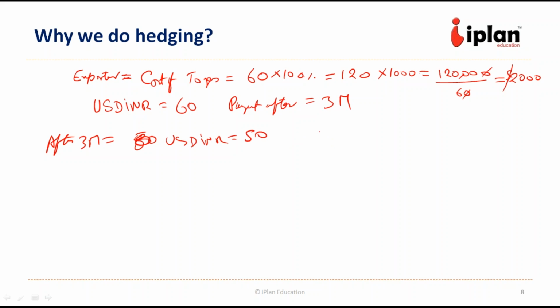Now in this situation, what did you receive after 3 months? $2,000. And now if you convert that into INR at 50 per dollar, you're getting hardly 1 lakh. So a straight loss of 20,000. Why? Because the currency depreciated.